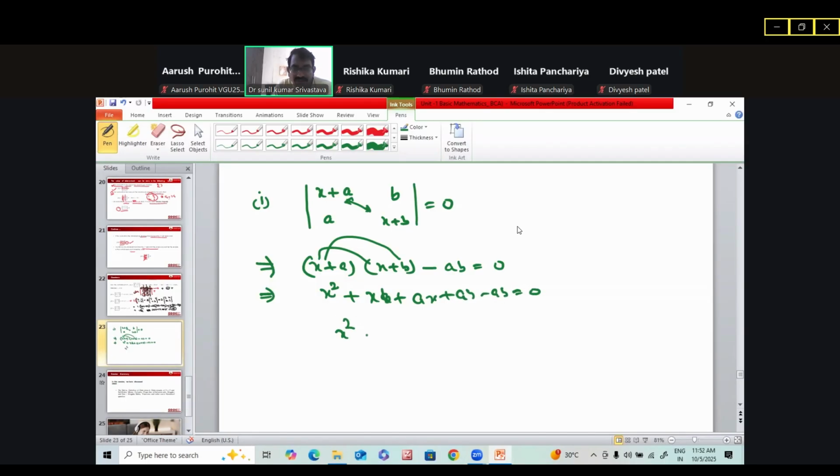This becomes x square plus x times a plus b is equal to 0. Taking x common, we get x times x plus a plus b is equal to 0. It means x is equal to 0 or x is equal to minus of a plus b. This is the answer. In this way, we can find the solutions for the remaining problems. So the value of x is 0 or x is minus of a plus b.